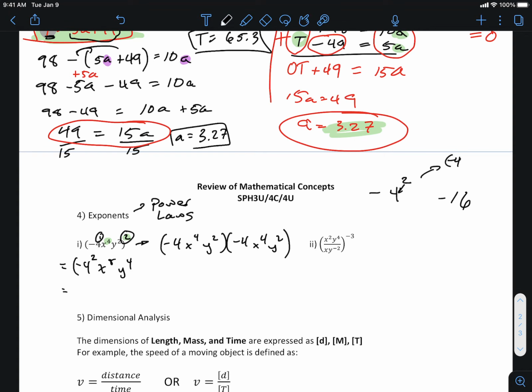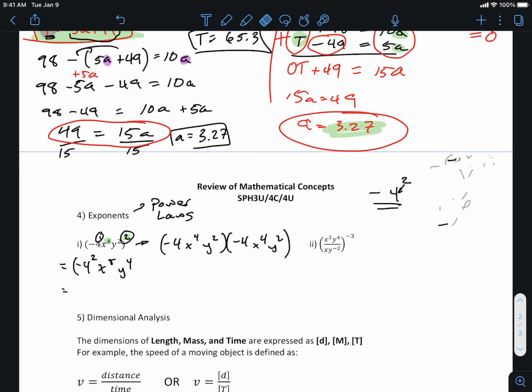Negative 4 squared is the same thing as negative 4 times negative 4. What do you get when you multiply two negatives together? Positive 16. But I guarantee somebody's going to type it into their calculator like this, and they're going to get a wrong answer because it's going to spit out negative 16. You guys got to be careful.